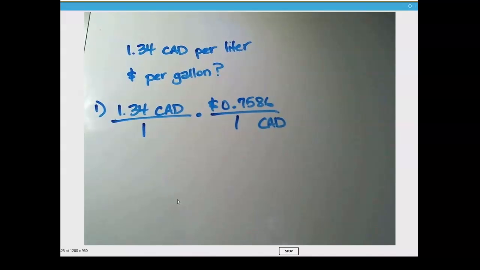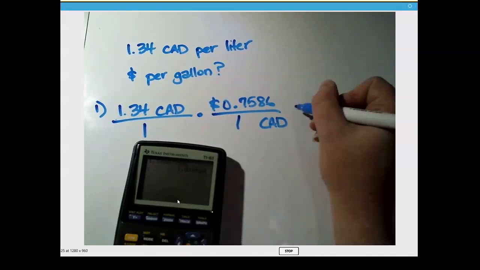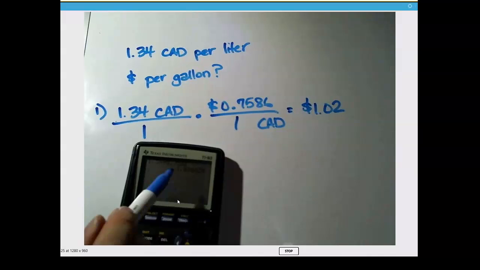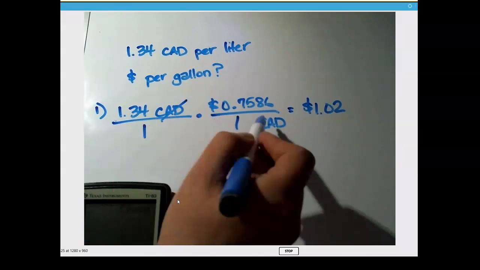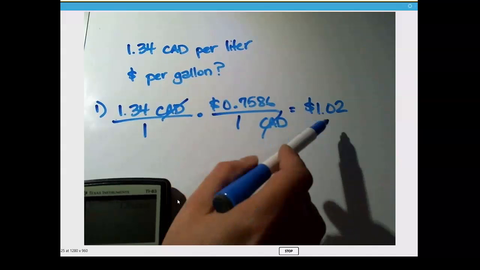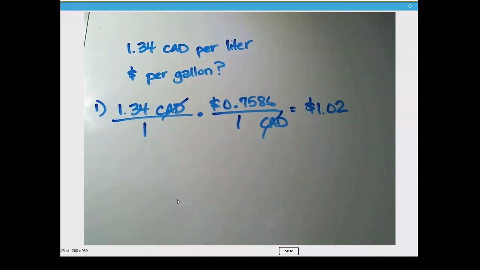Multiplying straight across. Let's see what I get. I got about $1.02 after I rounded off. 1.34 times that. Canadian dollars canceled. 1 times 1 is just 1, so I don't need that. That's about $1.02.